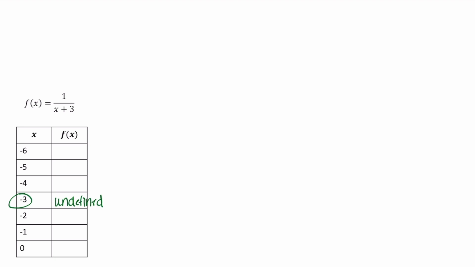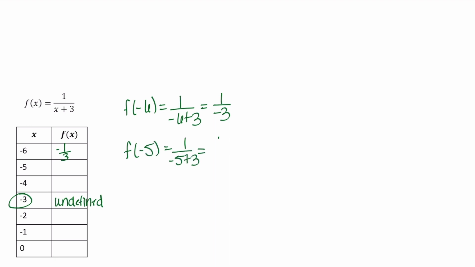So let's start off with negative 6. So we have f of negative 6, which is 1 over negative 6 plus 3. So that's 1 over negative 3, negative 1/3. And then we have f of negative 5, 1 over negative 5 plus 3. So that's 1 over negative 2, negative 1/2. We have f of negative 4, 1 over negative 4 plus 3. So negative 1.